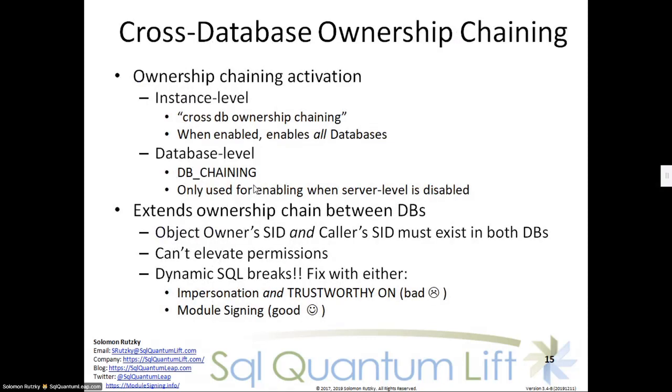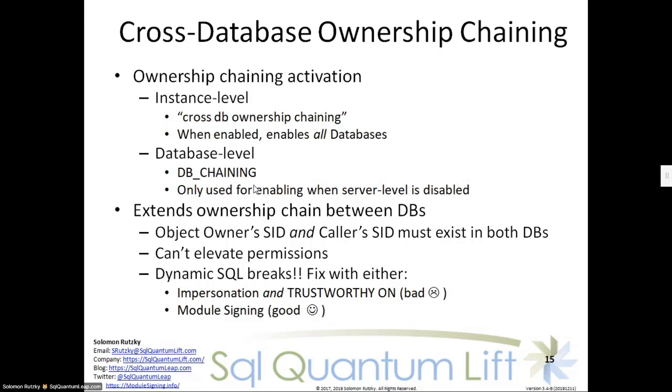Cross-database ownership chaining, there's instance level and database level. Instance level basically turns everything on, and at that point the database level DB chaining option doesn't do anything. But if the instance level is off, then DB chaining, which is a database level setting, can be turned on on a per database basis to allow for fewer than all of the databases to do that.